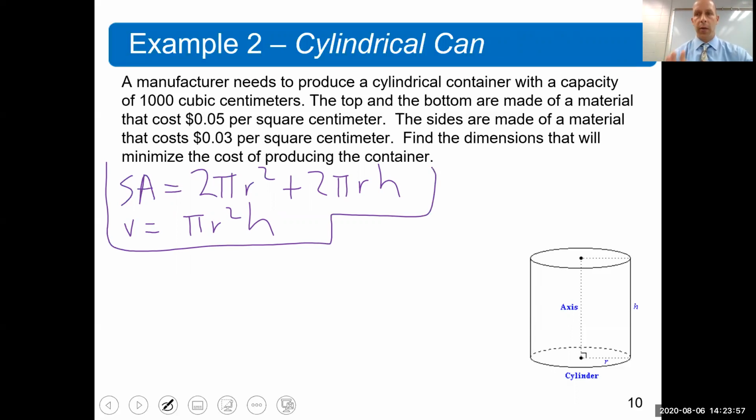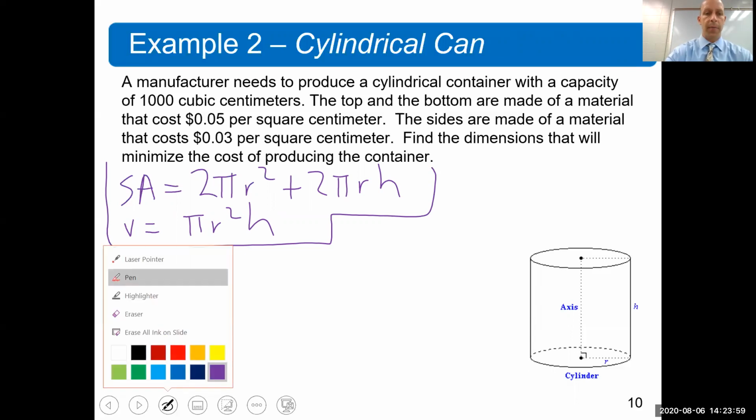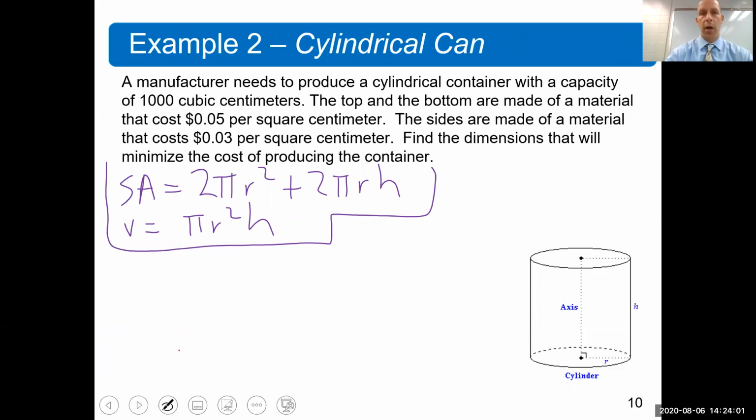Because what we need to do now is figure out what it is that we're trying to do in this problem. This is an optimization problem. What are we trying to optimize? We're trying to minimize the cost. So that means I've got to write some sort of cost function. So what is my cost function going to be? Well, is that based on the volume or the surface area? Well, it's the surface area.